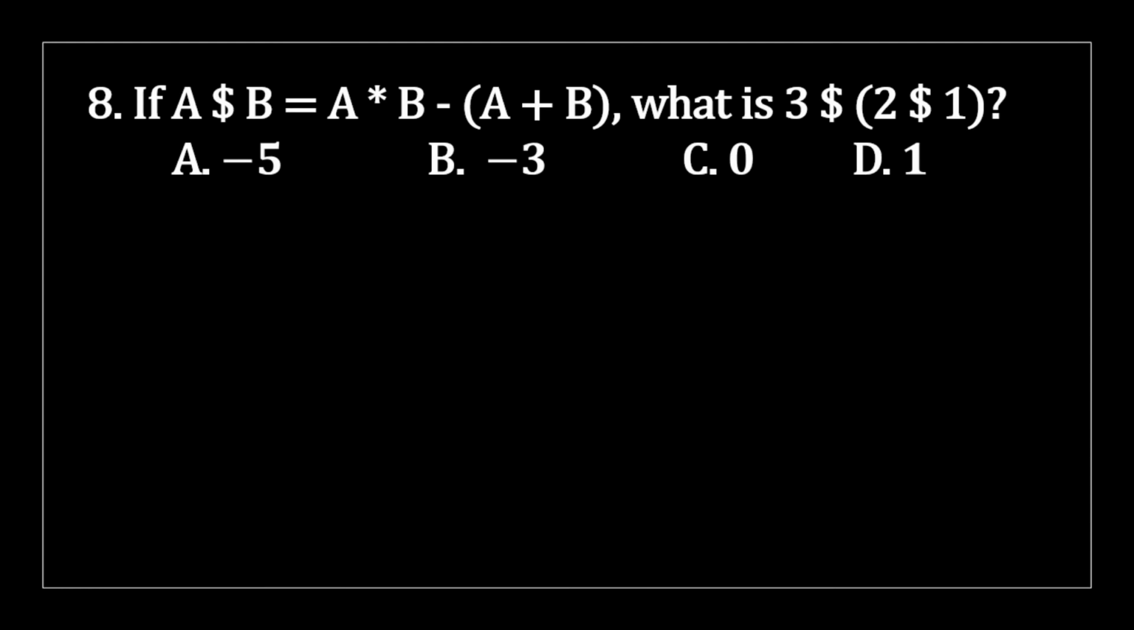Number 8. If A dollar sign B is equal to A times B minus the quantity A plus B, what is 3 dollar sign 1 and 3 dollar sign 2, 1? It's somehow confusing at first, but this is a made up operation. That's why we use the dollar sign. When we use this made up operation, all you have to do if you encounter this is to do this process.